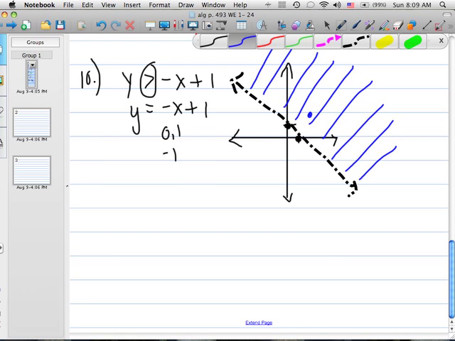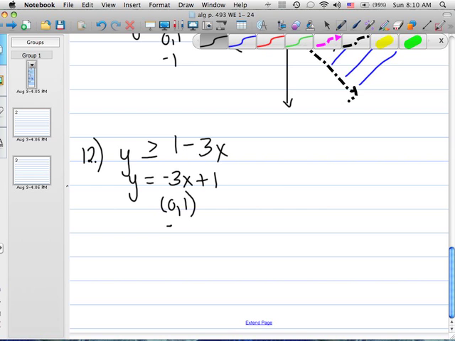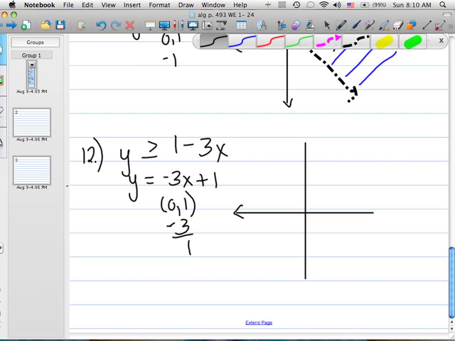Problem number 12. y is greater than or equal to 1 minus 3x. Turn that around and get it in slope-intercept form. It'd be -3x plus 1. The intercept is at 0, 1. So we're going to plot that point, and the slope is -3. So it's down 3, right 1. So making our coordinate plane, we put a point at 0, 1, our y-intercept, and our slope says down 3, 1, 2, 3, and right 1. So our second point would be here.